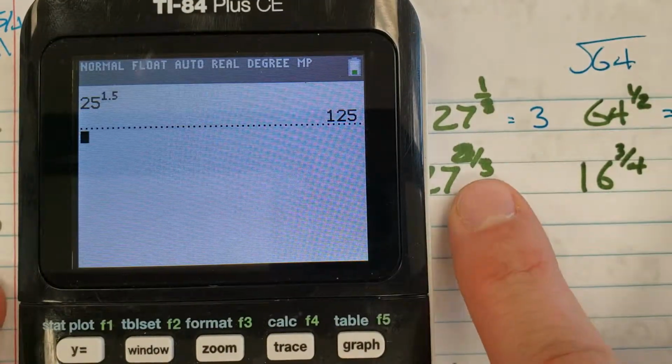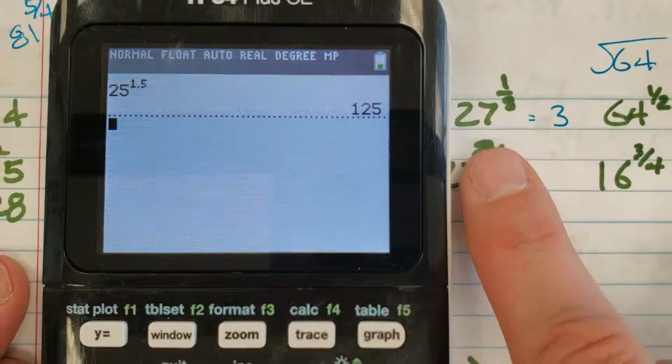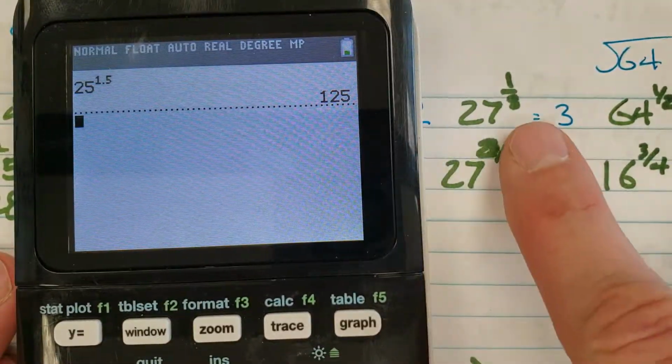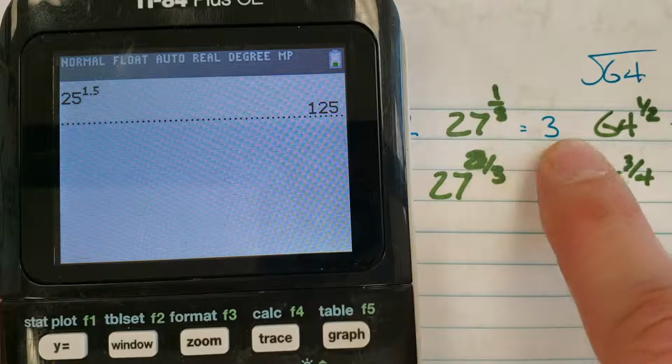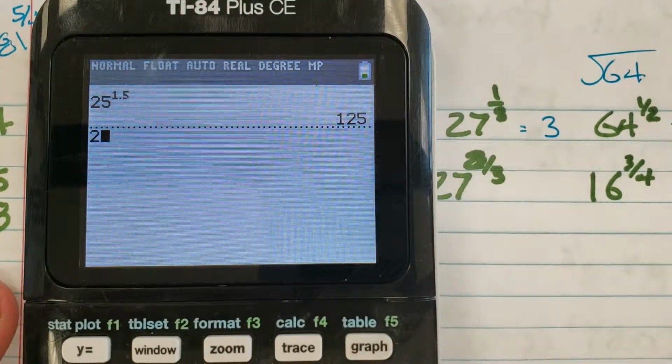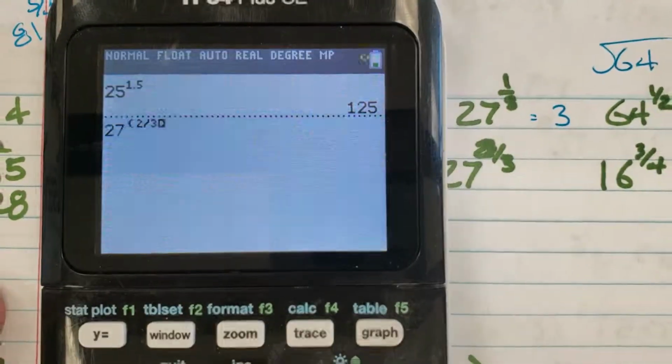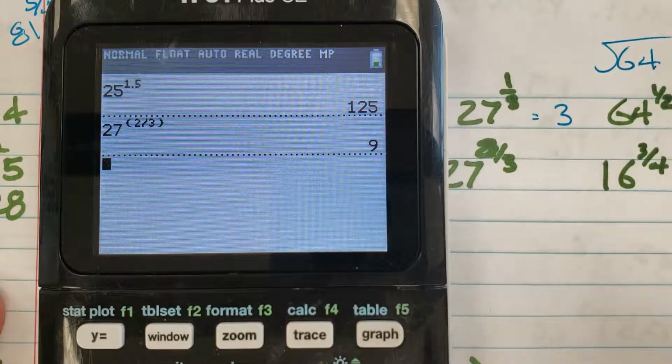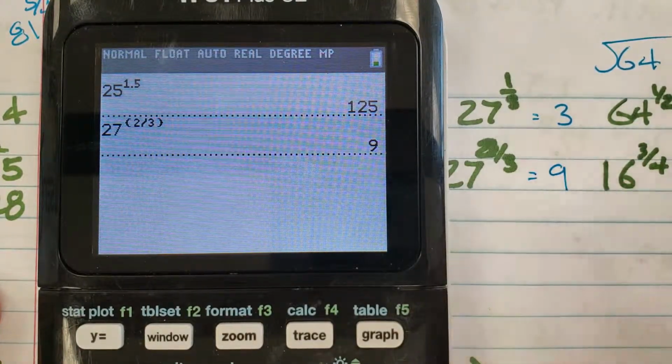27, I don't know if I copied that down right. I think it's 2/3, okay? So, we did 1/3. What's 2/3? Well, that'd be 3 times 3. Let's check here. 27 to the power of 2/3. 3 times 3 is, weird, 9. Okay? So again, use this.